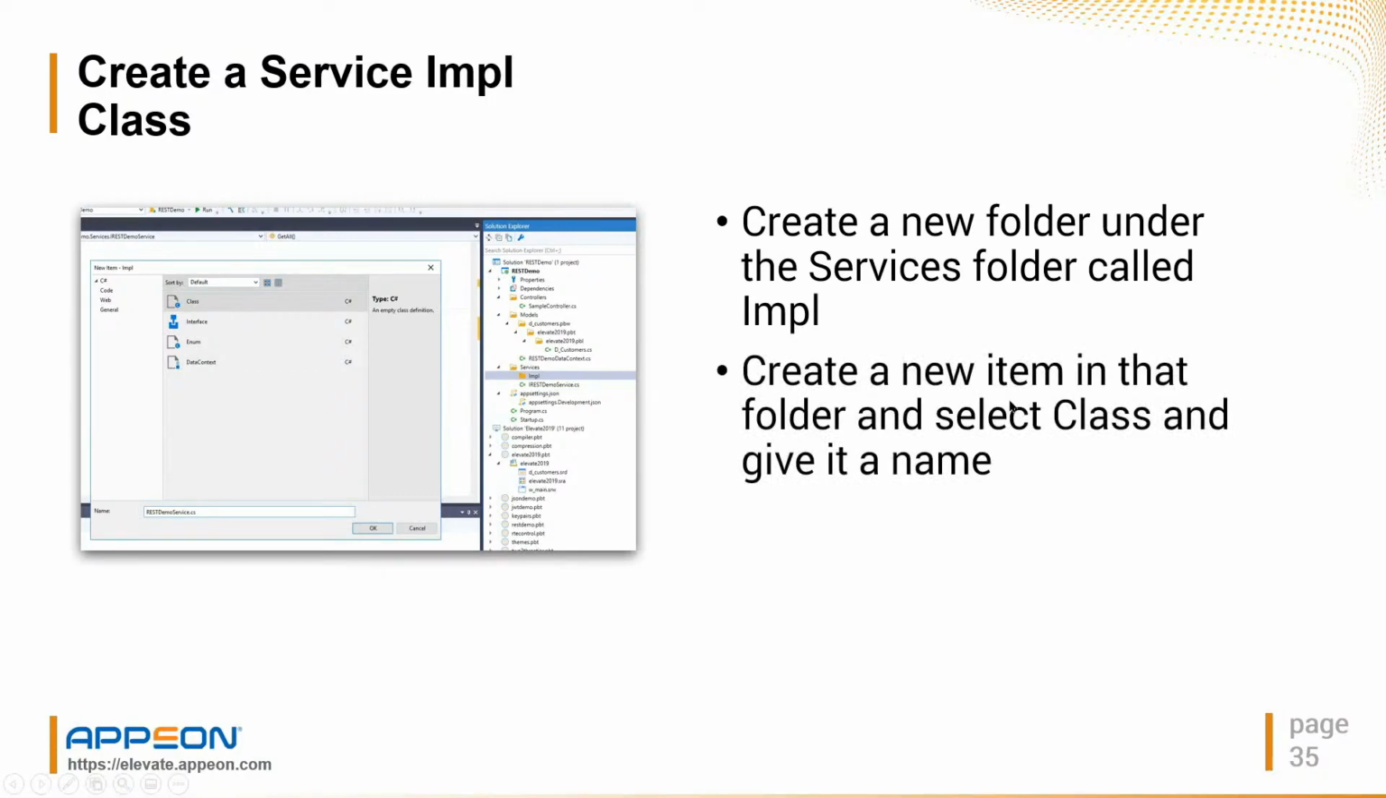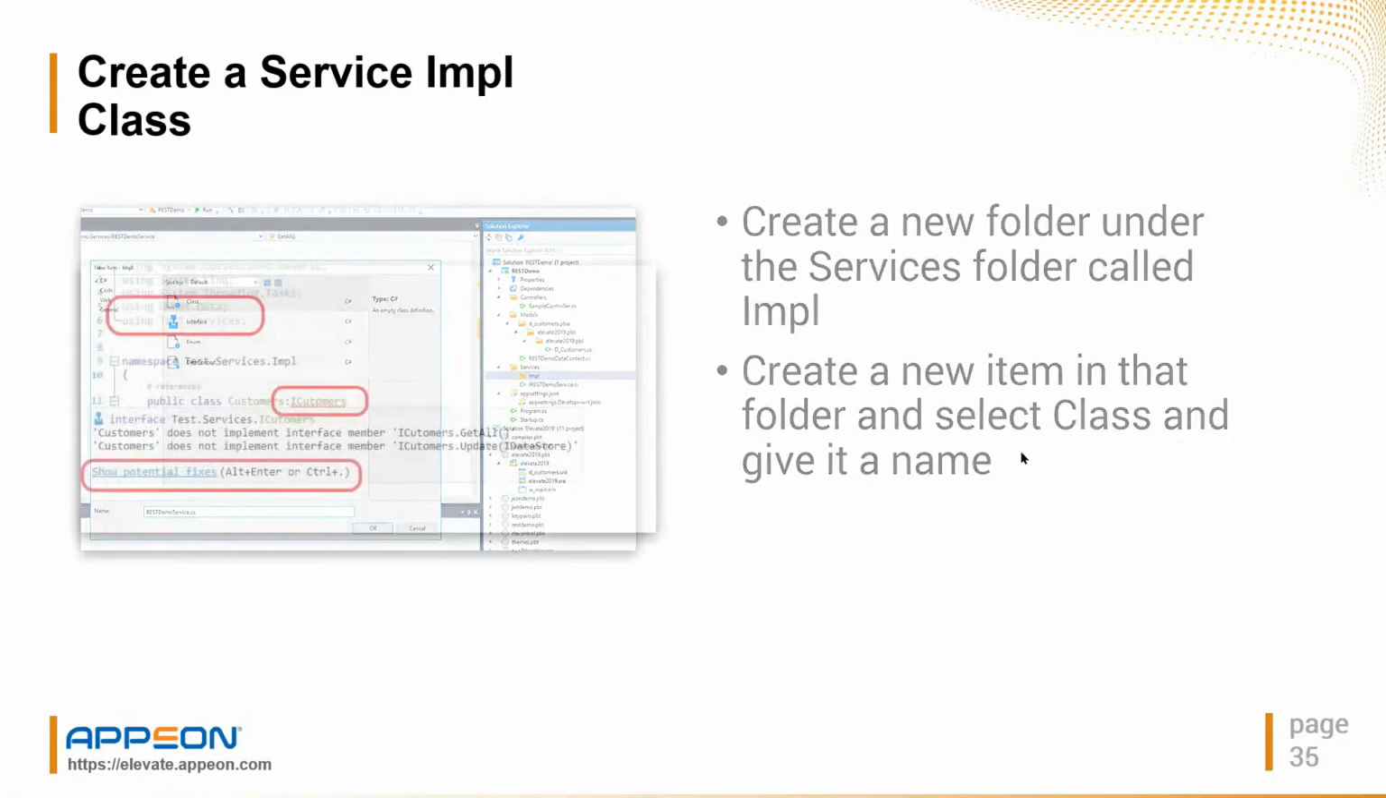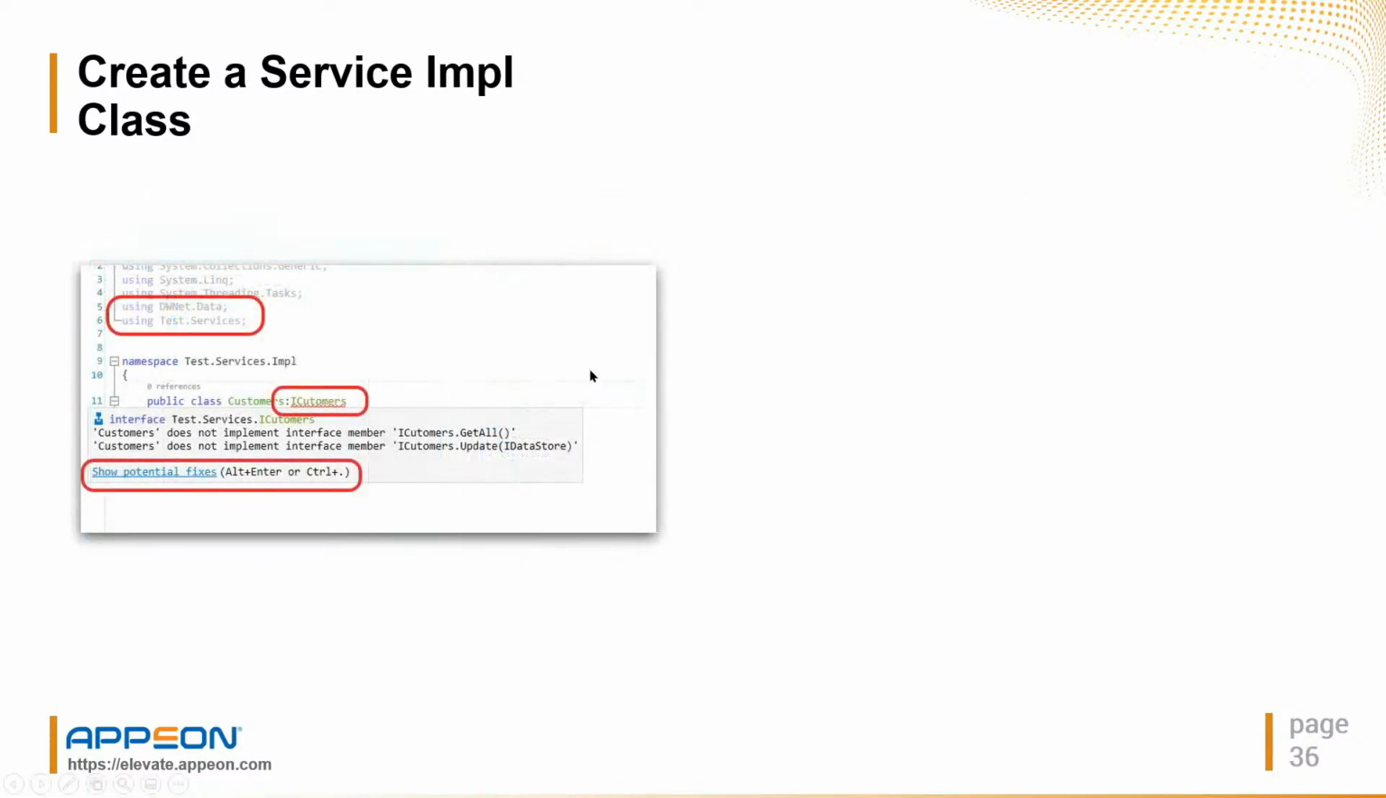Then I'm going to create a new item in that folder and select class and give it a name. And then as soon as that opens up, one of the things I'm going to do is add in a reference to the DWNet.data and test services. I'm going to say this is how you implement an interface. I put a colon and the name behind the name of the class.